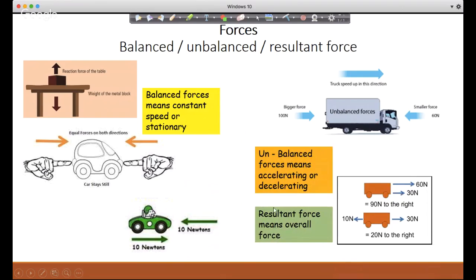A classic question that they like to ask you is: what is the meaning of, or what's the definition of, overall force? The answer being resultant force.